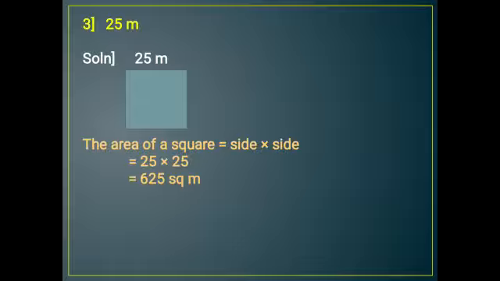Why? Because the side which is given in the question is in meter. So we will write 625 square meter. So our main answer is: the area of the square is 625 square meter.